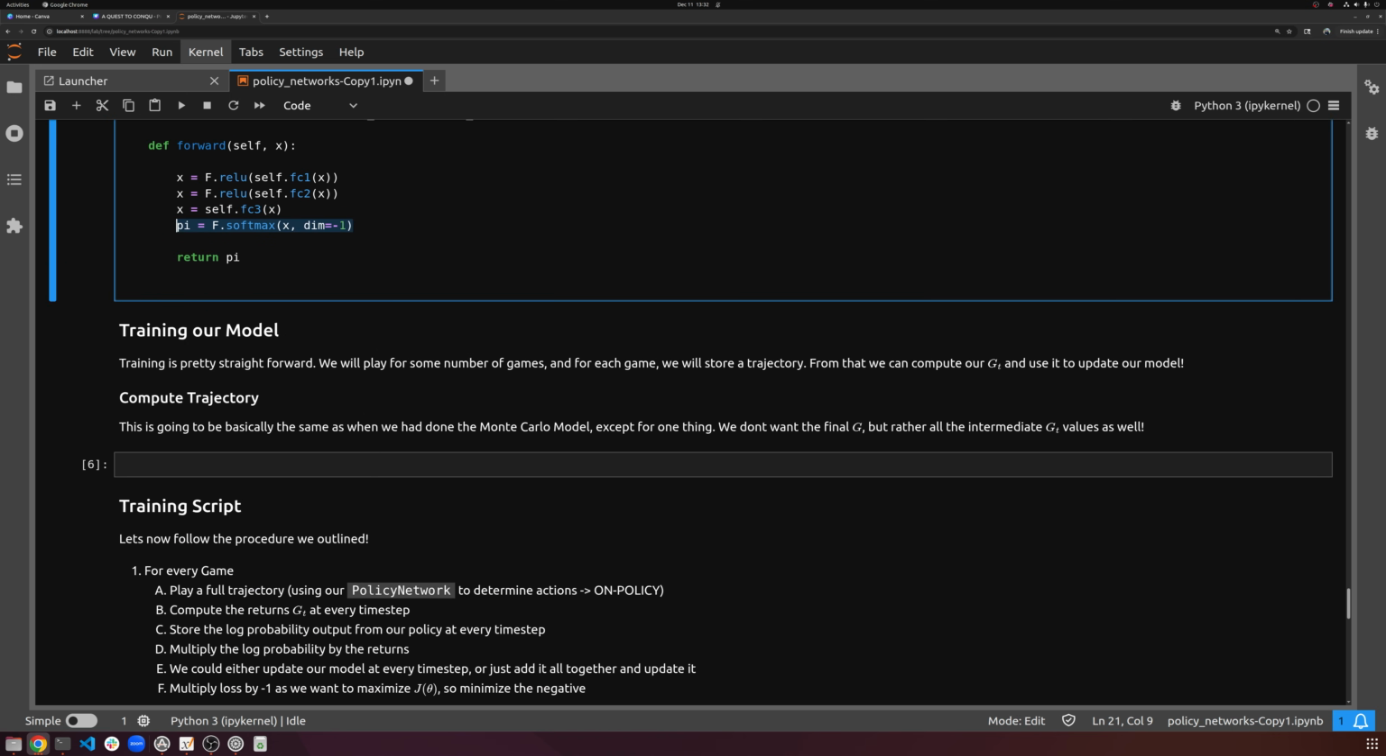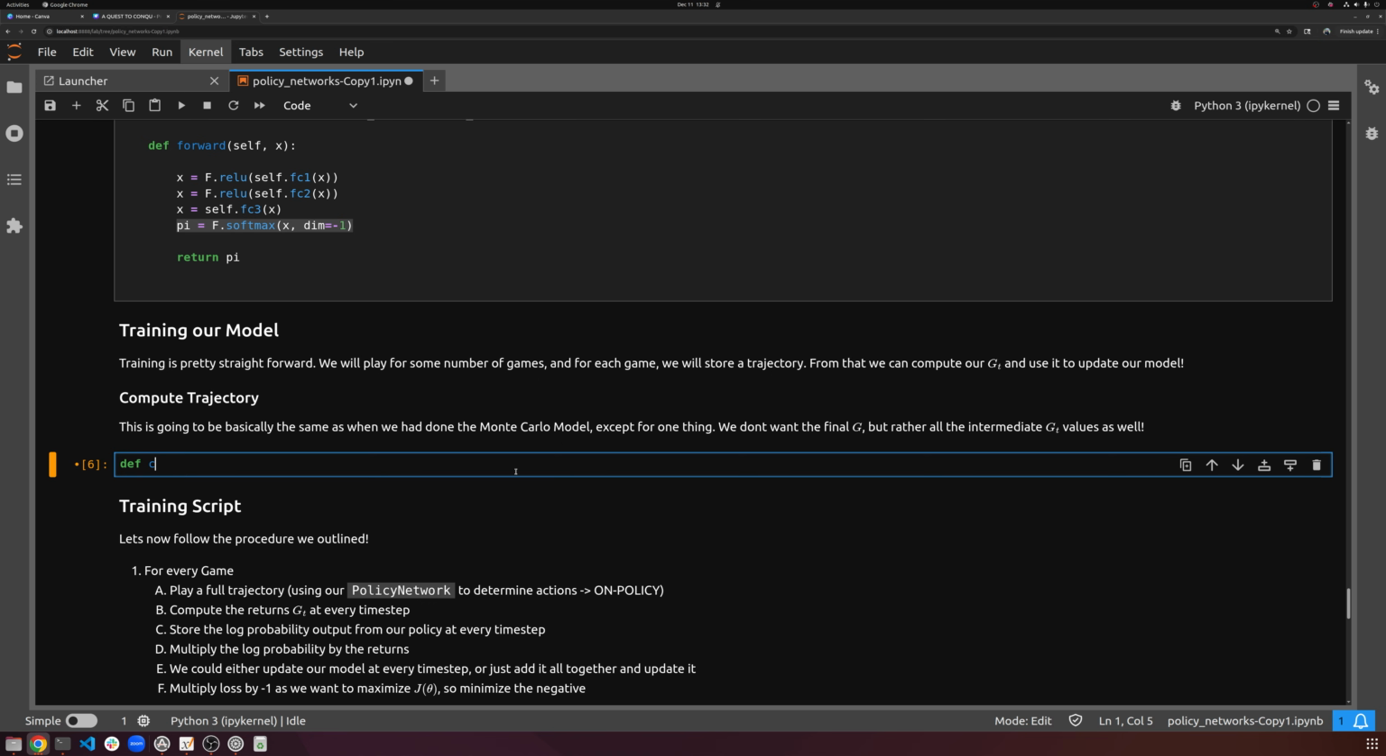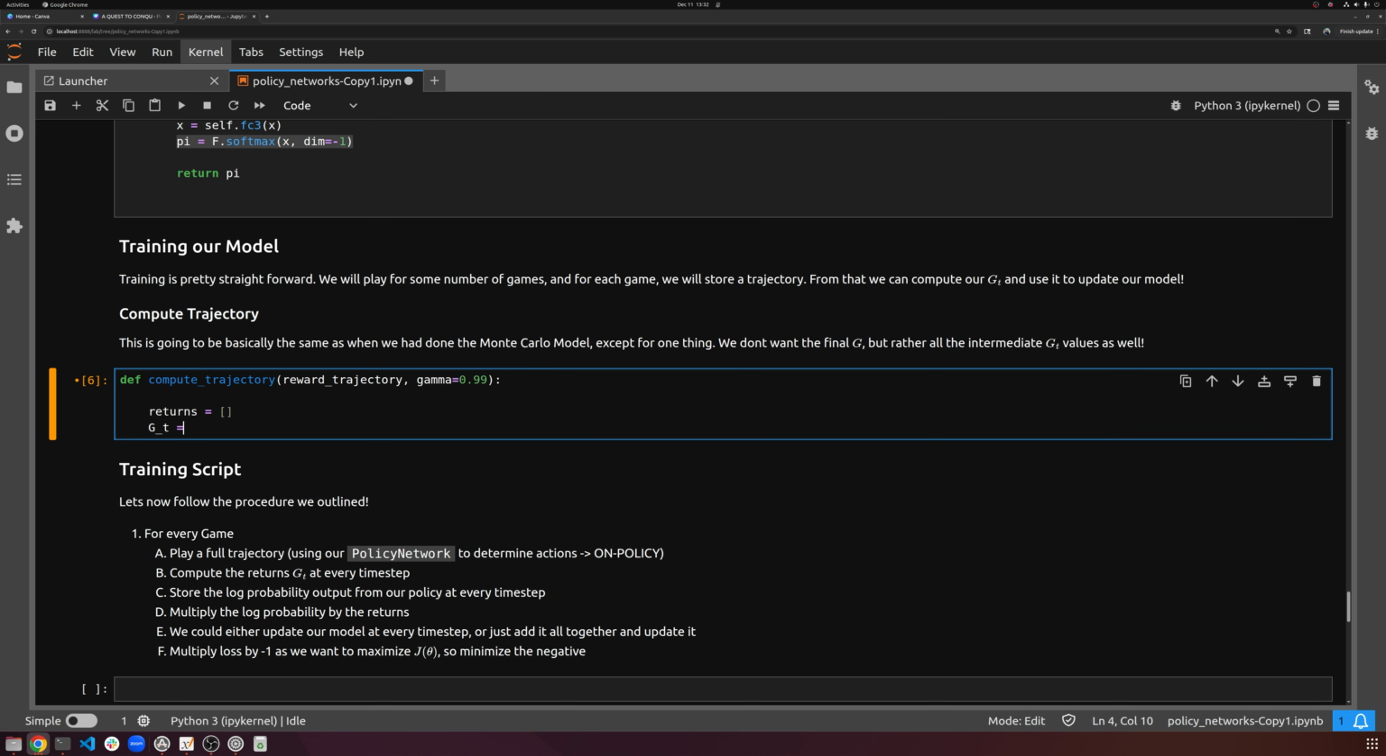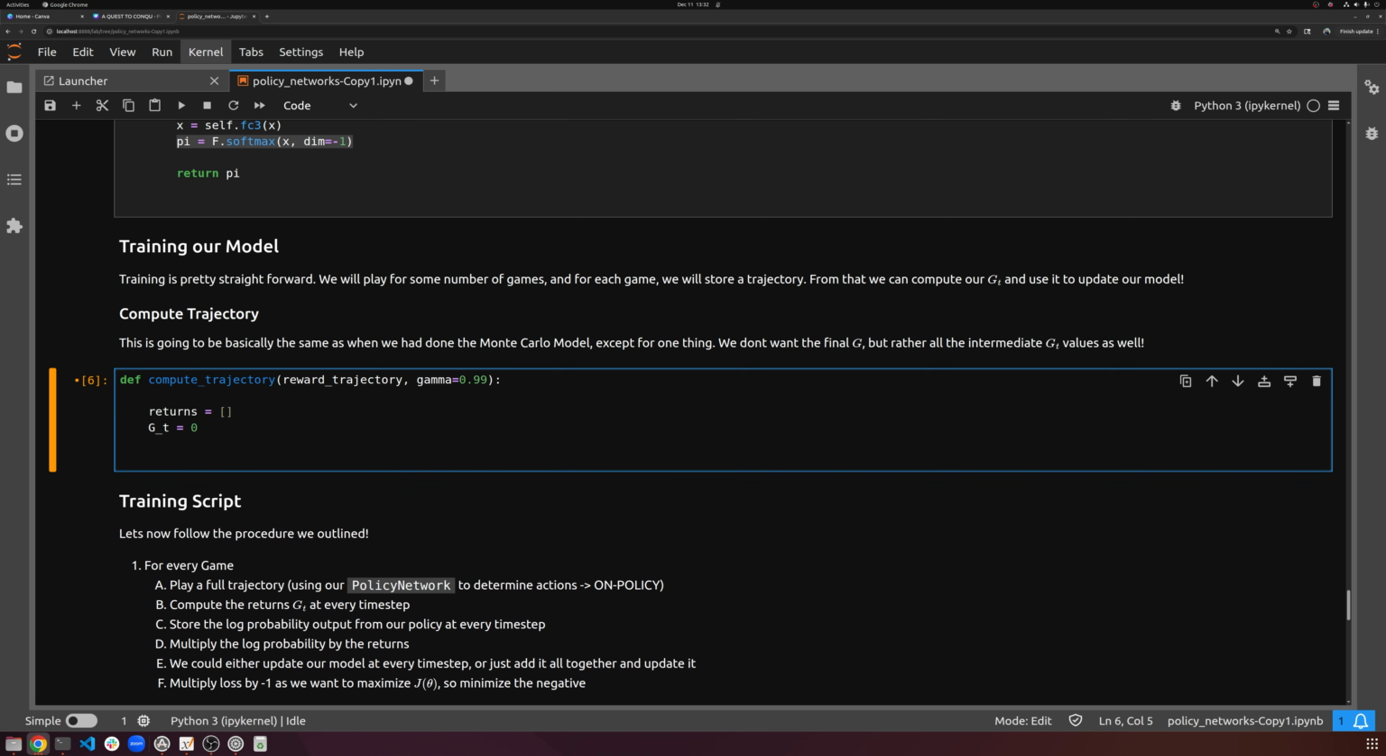Next, we need to be able to compute a trajectory, right? So we can do def compute_trajectory. We need the reward trajectory, which is going to be a list of numbers that tells us the reward that we got at every step along the game. And then we need some gamma, I'll just pick 0.99. Okay, good. So now we have returns is an empty list, G_T is initially 0, and we'll do for R_T in reversed reward trajectory.